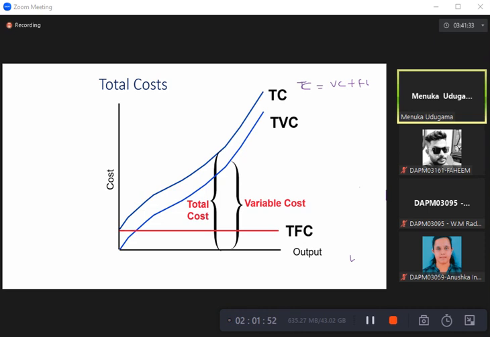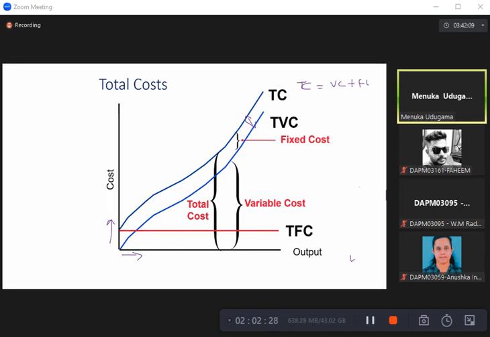So you see that it follows a similar shape as the variable cost function, and this difference is actually the fixed cost, right? The difference is the fixed cost because it does not vary with the output. So the total cost function takes this shape. It increases as the output increases. When you start at 0, and as the output increases, the cost increases this way.